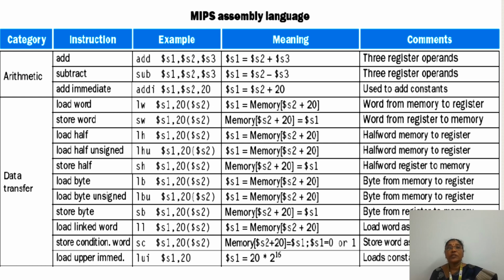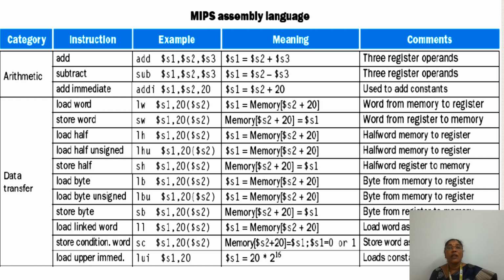Those two data values we are going to store in $S2 as well as $S3. After doing the addition, we have to store the result in the destination register, referred to here as $S1. So S1 is equal to S2 plus S3. For subtraction we use the sub mnemonic, and here also you need two data values. Those two data values you will have in $S2 and $S3, and we subtract S3 from S2.